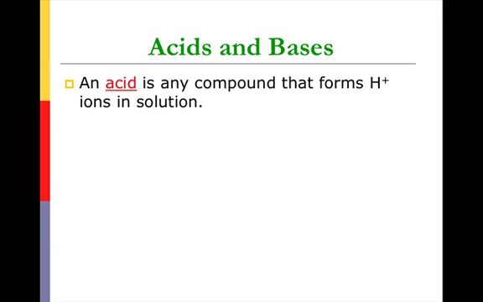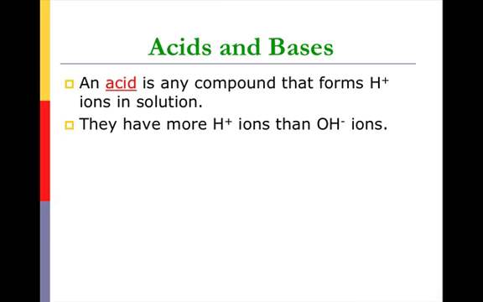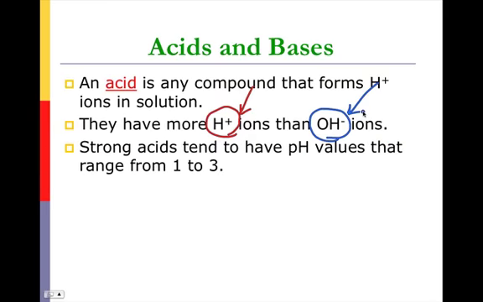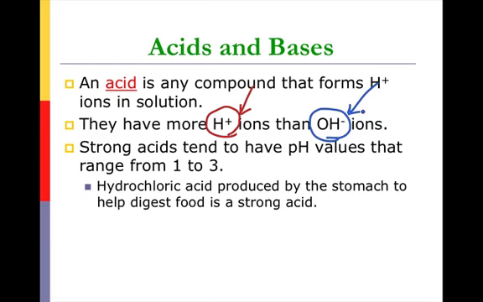So an acid is any compound that forms hydrogen ions in solution. They have more hydrogen ions than hydroxide ions in solution. Strong acids tend to have pH values that range from 1 to 3. On our scale, we wrote that 1 was a very strong acid. Hydrochloric acid produced by the stomach to help digest food is an extremely strong acid.